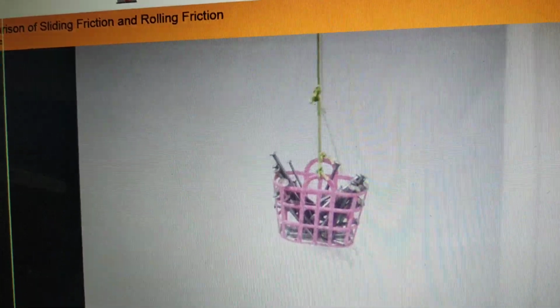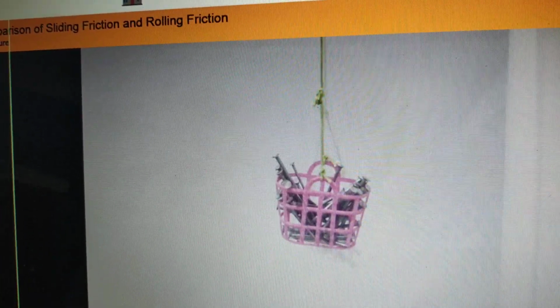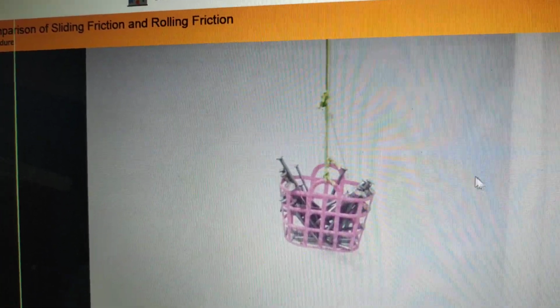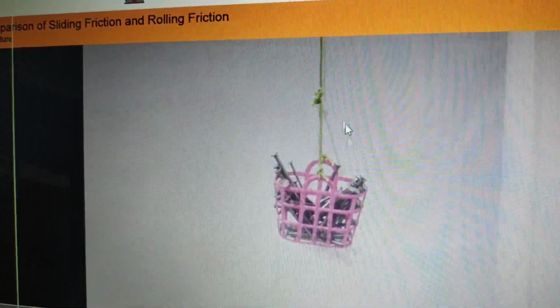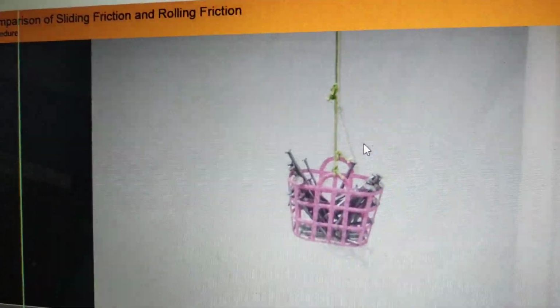So I hope this is clear. So that is why, from here, we can say that rolling friction is less than sliding friction.